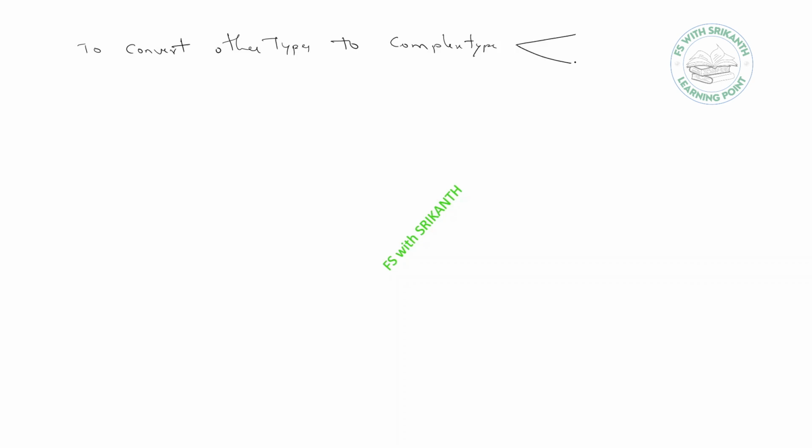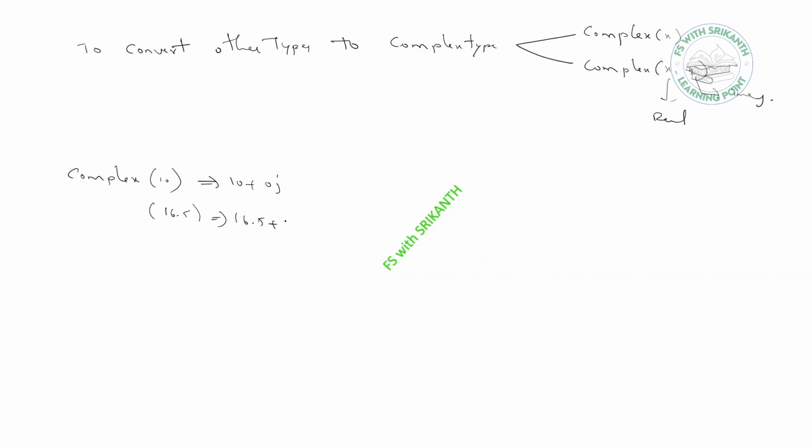Here the complex method can take arguments: we can pass a single argument, and two arguments are also allowed. Complex x, or complex x comma y. Here x is the real number and y is imaginary. Now I am going to do this. I am passing an integer, and it responds like 10 plus 0j, and again I am passing 16.5, it is also allowing, 16.5 plus 0j.